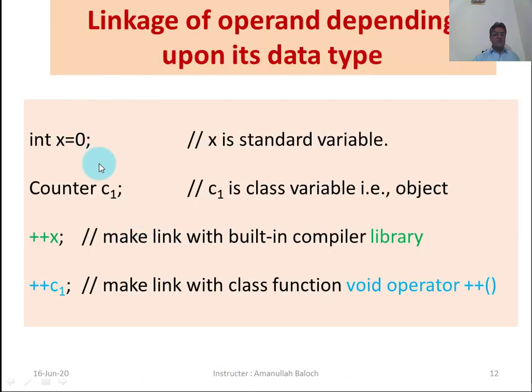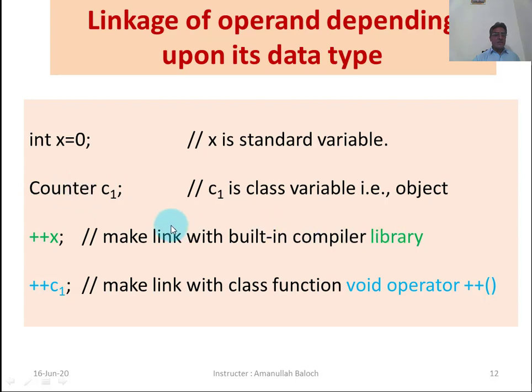Look at here, int x is equal to 0. This is a standard data type. x is an integer variable and the initial value of x is 0. Counter is the name of our class, and C1 is an object of the counter class.